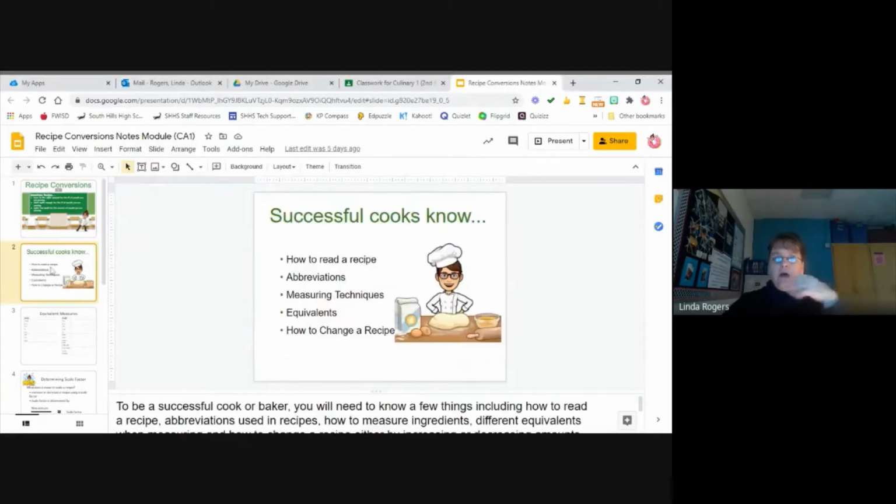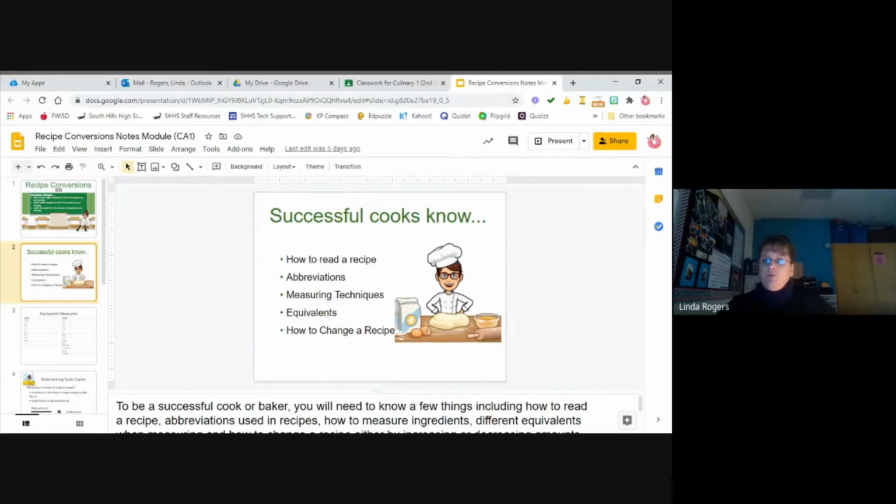Okay. A successful cook knows how to read a recipe, knows what the abbreviations are, and knows correct measuring techniques, which is all stuff that you should have gone over yesterday in your recipe and measuring slides. Did everybody get that done yesterday? If not, you need to make sure that you go through that because that's going to make a difference.